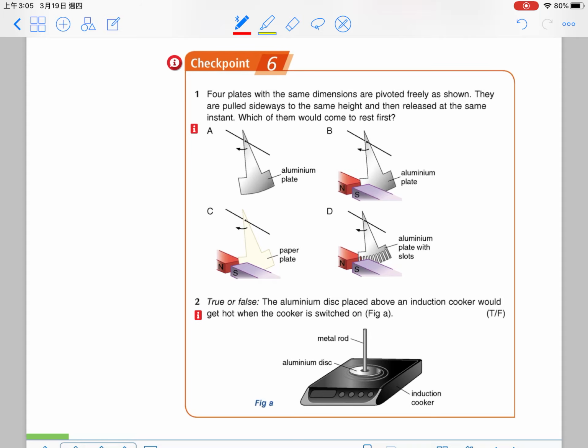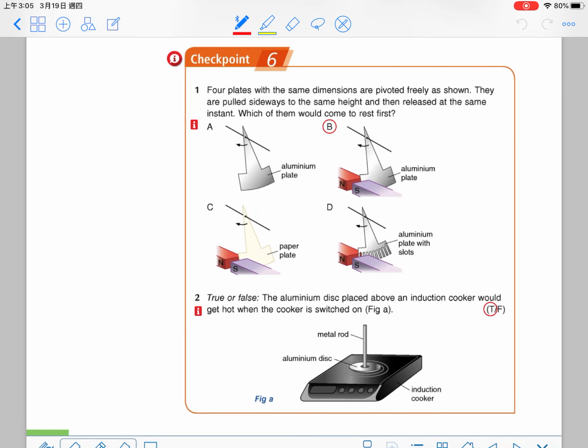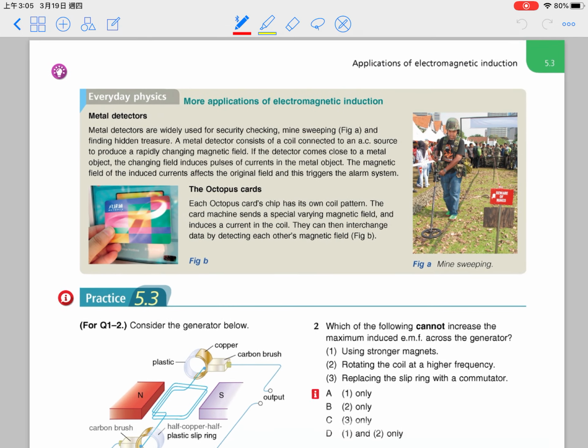Checkpoint 6. Have a good try for checkpoint 6. These are the answers.